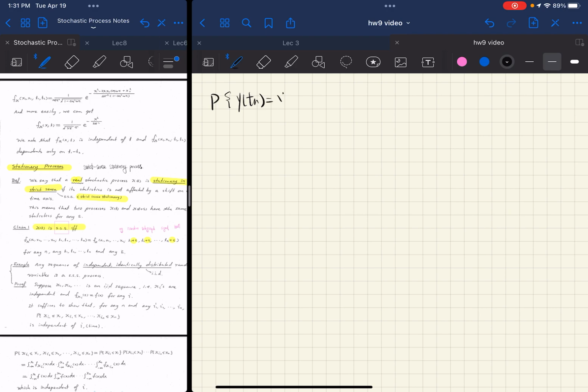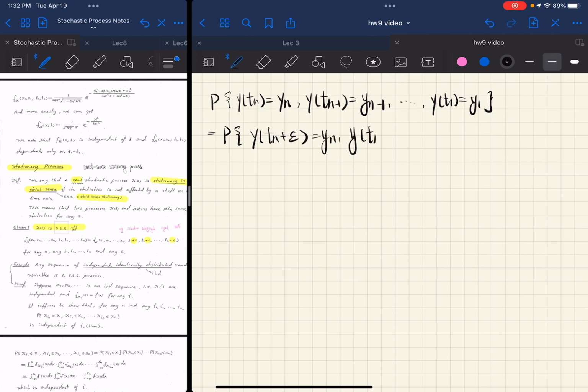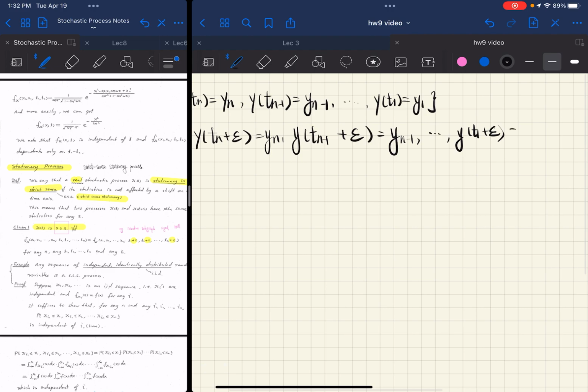Y(tn) equals yn, Y(tn-1) equals yn-1, and etc. up to Y(t1) equals y1, is equal to the time shift by eta, which is Y(tn + eta) equals yn, Y(tn-1 + eta) equals yn-1, and etc. up to Y(t1 + eta) equals y1.